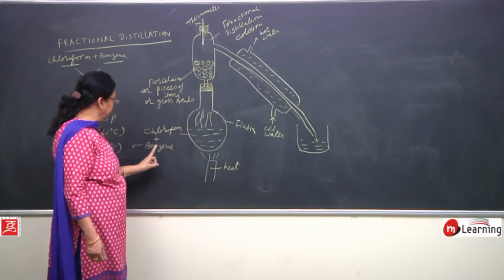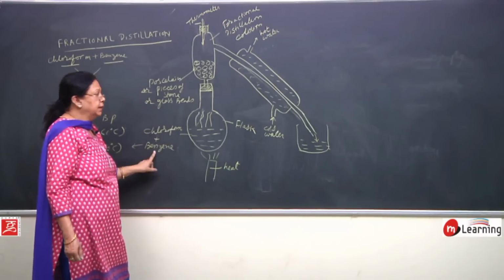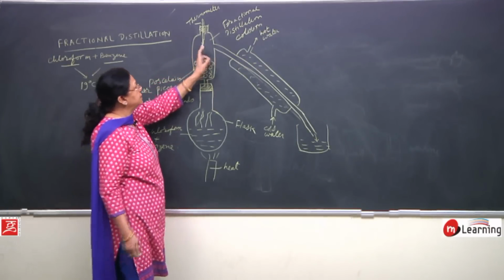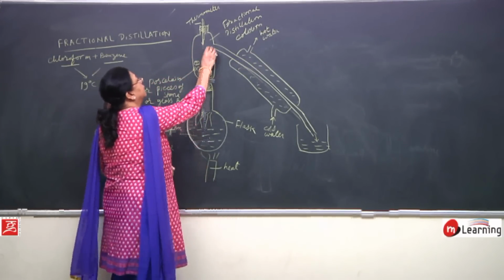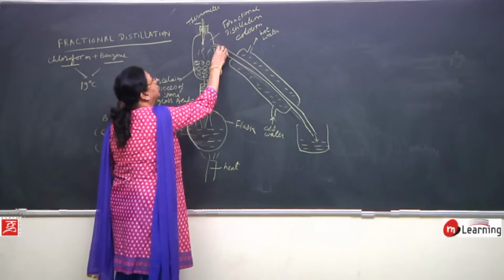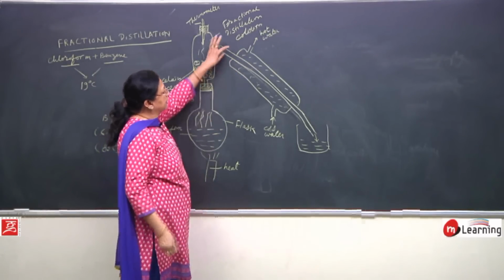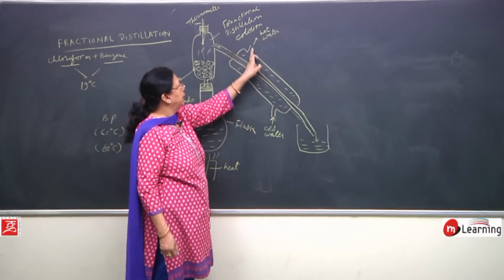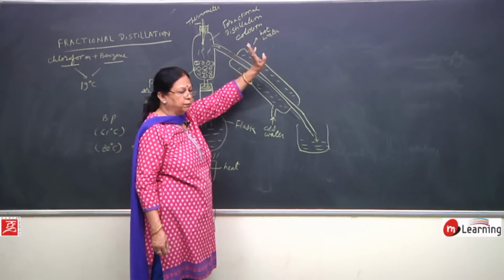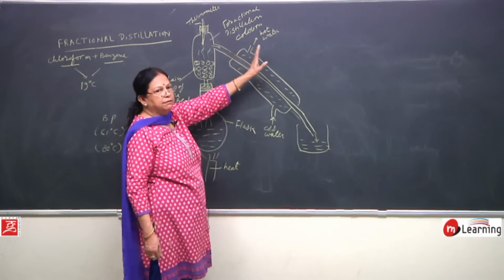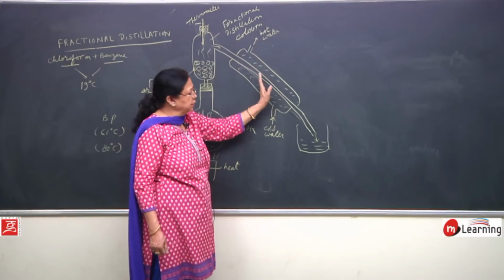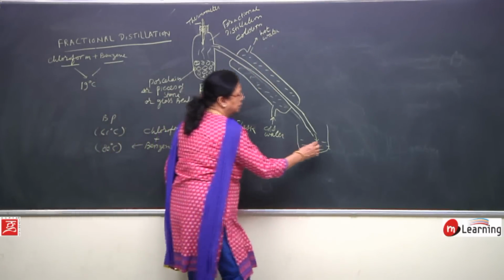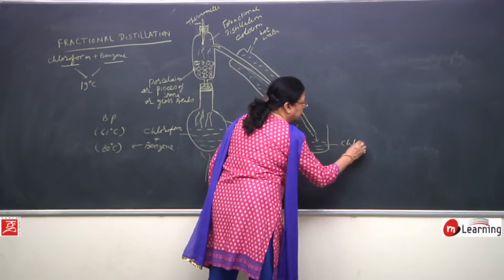Which vapors will go down? That will be benzene. And which vapor will go up? That will be chloroform. And all these chloroform vapors will come here and go into the condenser. Here again in the condenser, what is being done? Cold water is introduced from here and it comes out in the form of hot water because of the heat taken from the vapors. The vapors get condensed, they change into liquid, and here you get the chloroform.